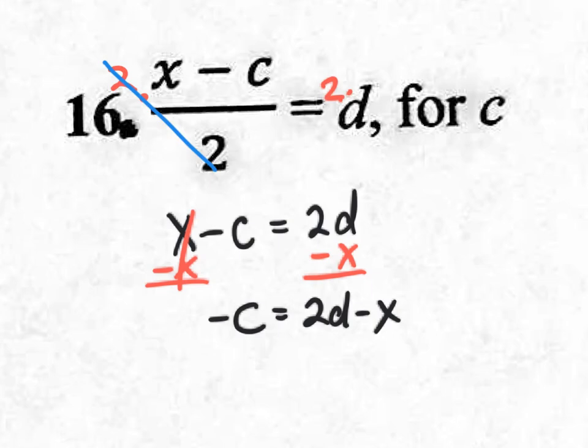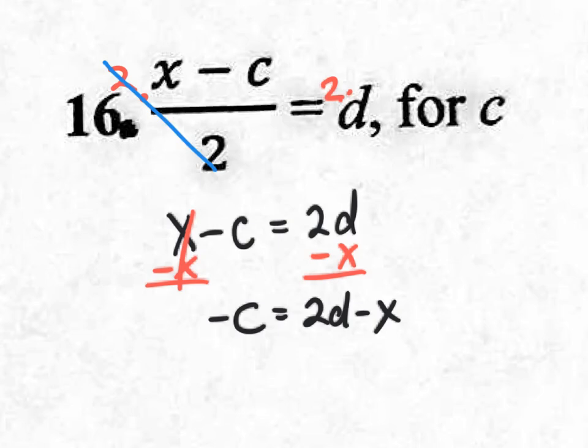So for my final step on getting C by itself, I need to get rid of this minus sign. So how do I get rid of this minus sign? I could multiply everything by -1. This times -1, that times -1, that times -1. That'll make that a positive C. Or you could divide everything by -1 by showing your work, right? Dividing by -1, that'll change it.